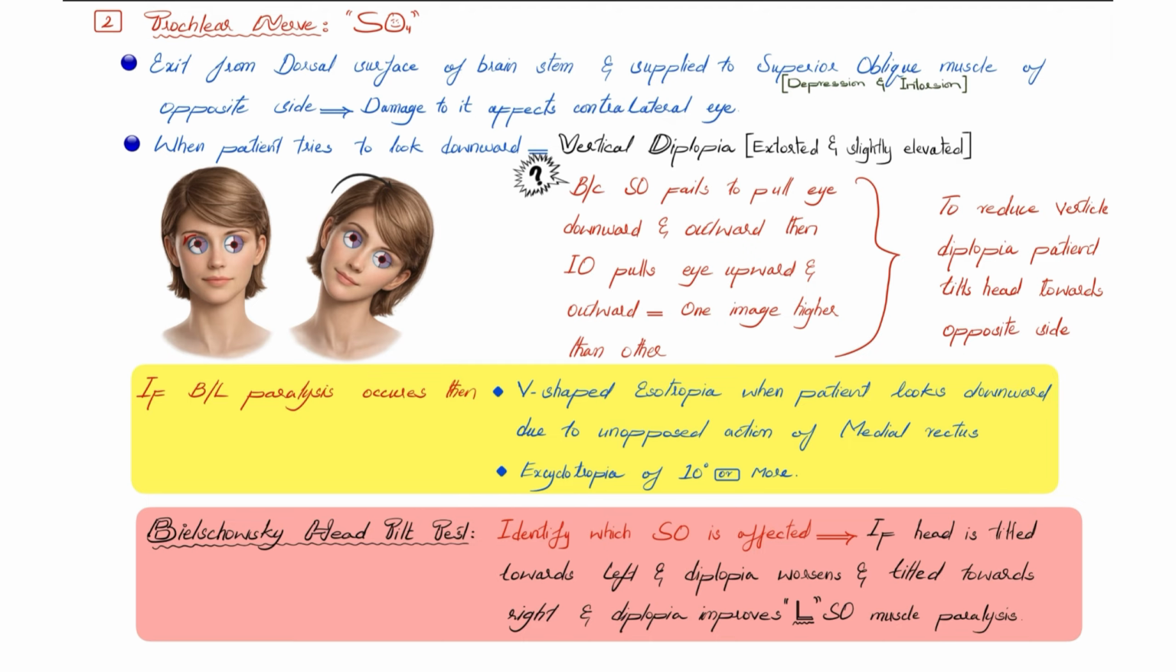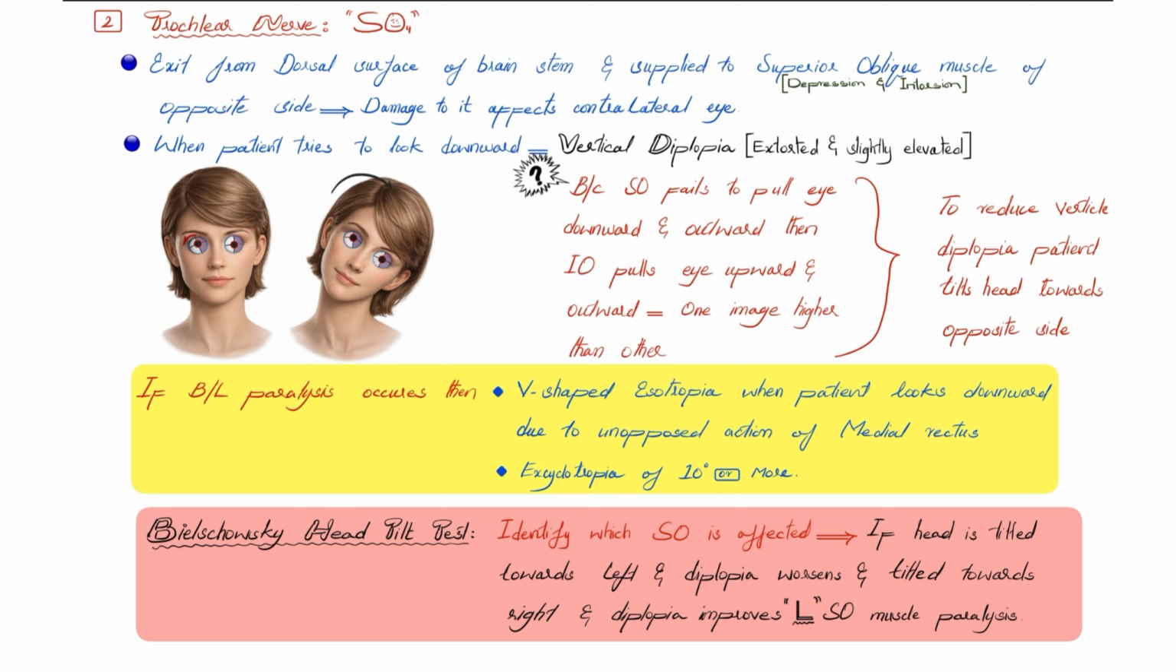So if there is trochlear nerve trauma, it leads to vertical diplopia when the patient tries to look downward. Why? Because the superior oblique fails to pull the eye downward and outward. Then the inferior oblique, which remains unopposed, pulls the eye upward and outward. So when the patient tries to look downward, one image becomes higher than the other. Why? Because the eye is extended and slightly elevated due to the unopposed action of the inferior oblique muscle.